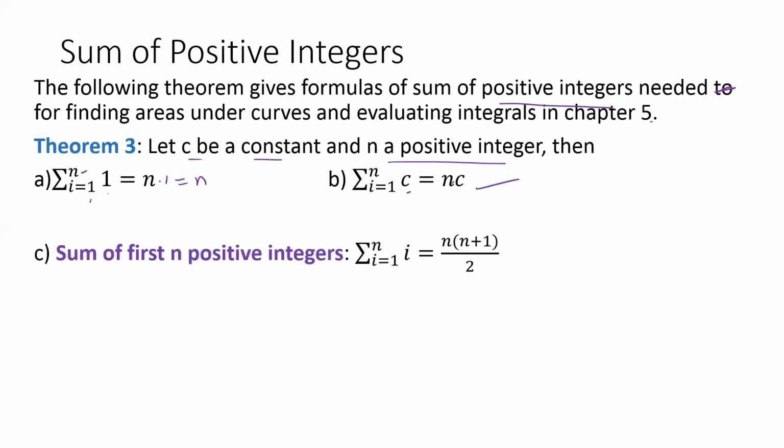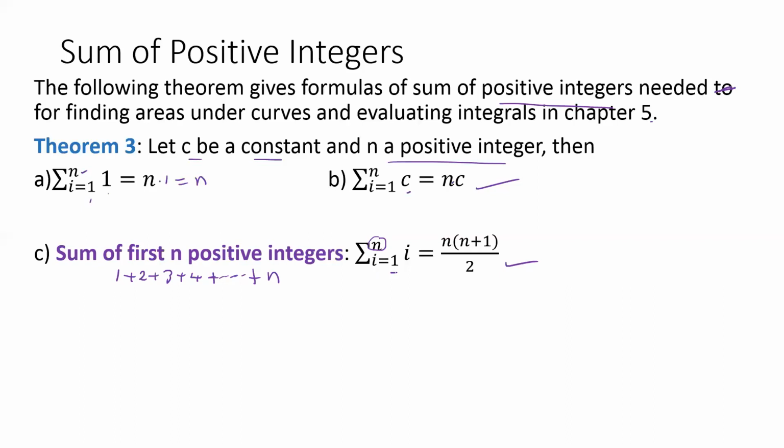Okay. Now, here comes the sum of the first n positive integers. So that means that if I have 1 plus 2 plus 3 plus 4 all the way to a certain number n, the sum of the first positive integers, if you simplify this, the sum you will get is equal to n times n plus 1 divided by 2. Okay, then you must know what your n is.